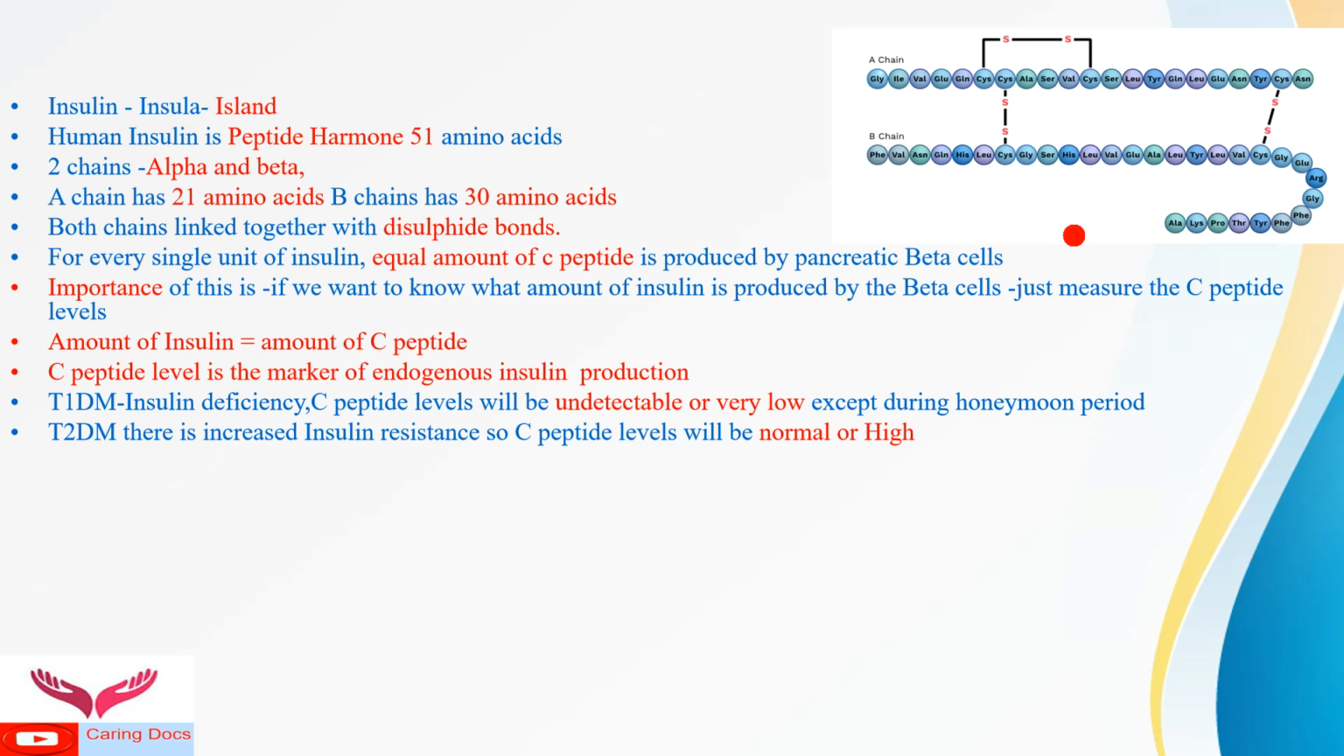In type 1 diabetes mellitus, insulin deficiency is there, so C peptide level will be undetectable or very low, except during the honeymoon period. And in case of type 2 diabetes mellitus, there is increased insulin resistance, so C peptide level will be either normal or high.